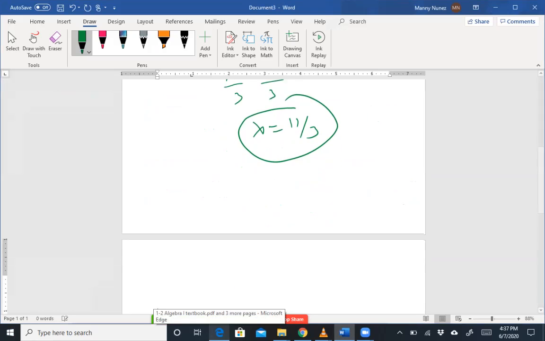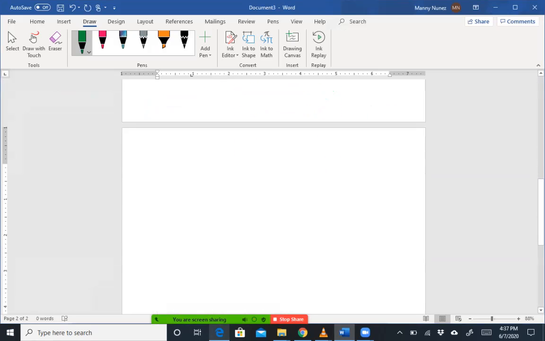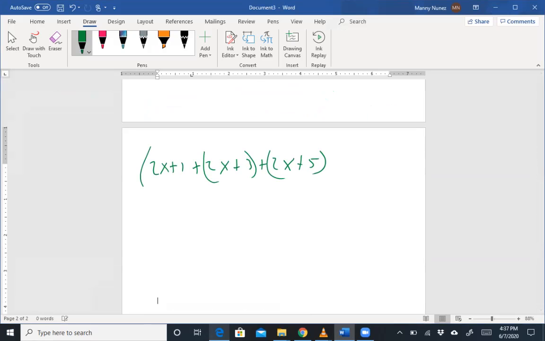Can move that down and bing, bang, boom. Okay, here we go. 2x plus 1 plus 2x plus 3 plus 2x plus 5. That's the third, that's the second, that's the first. It adds to 57. Let's add all the x's: 6x. Let's add all the numbers: you get 9. That adds to 57.